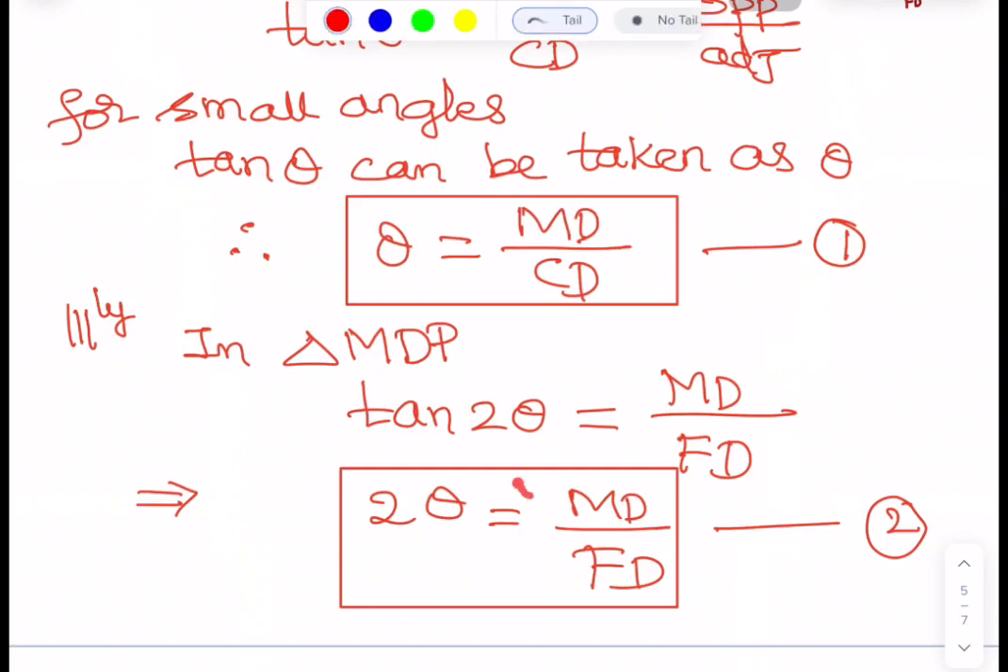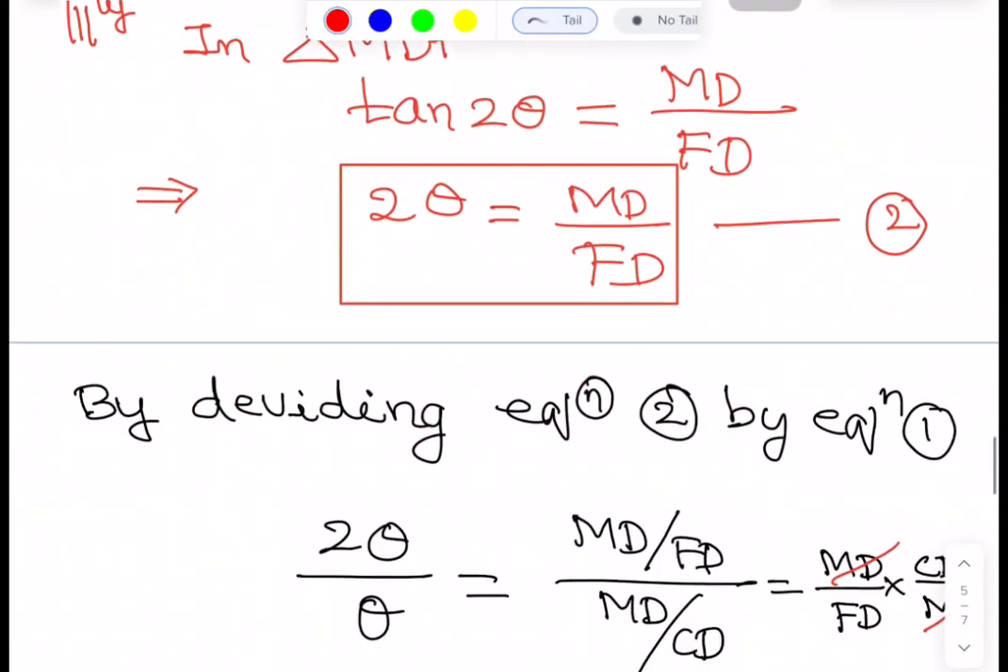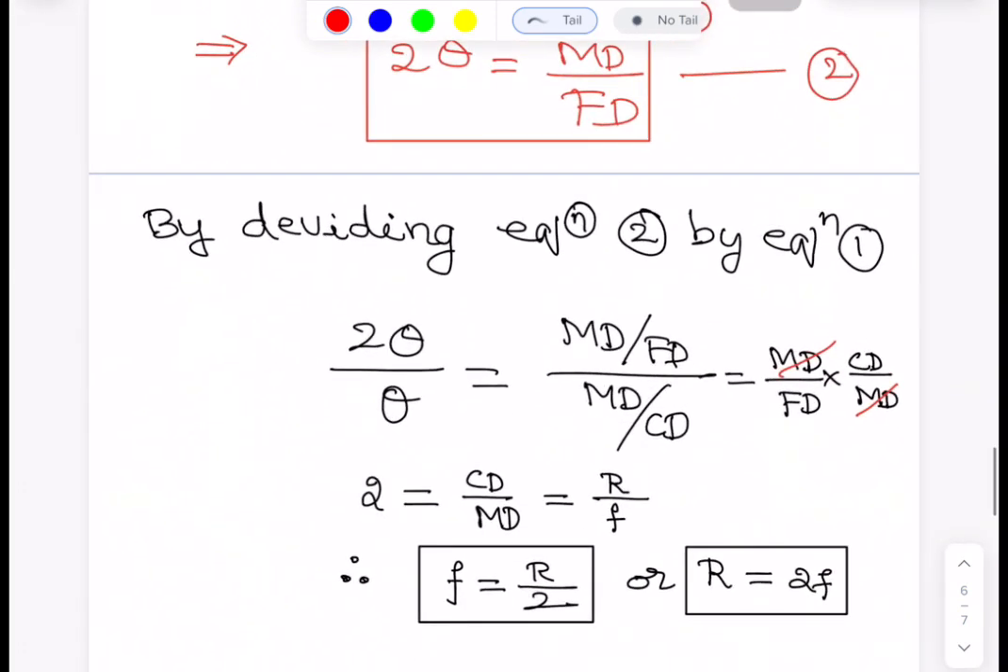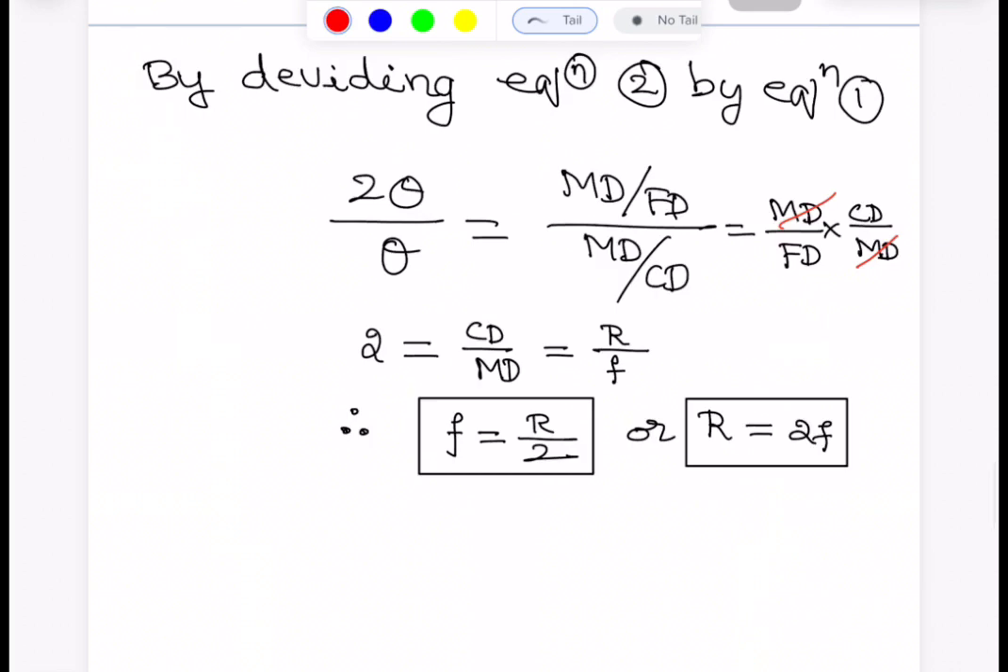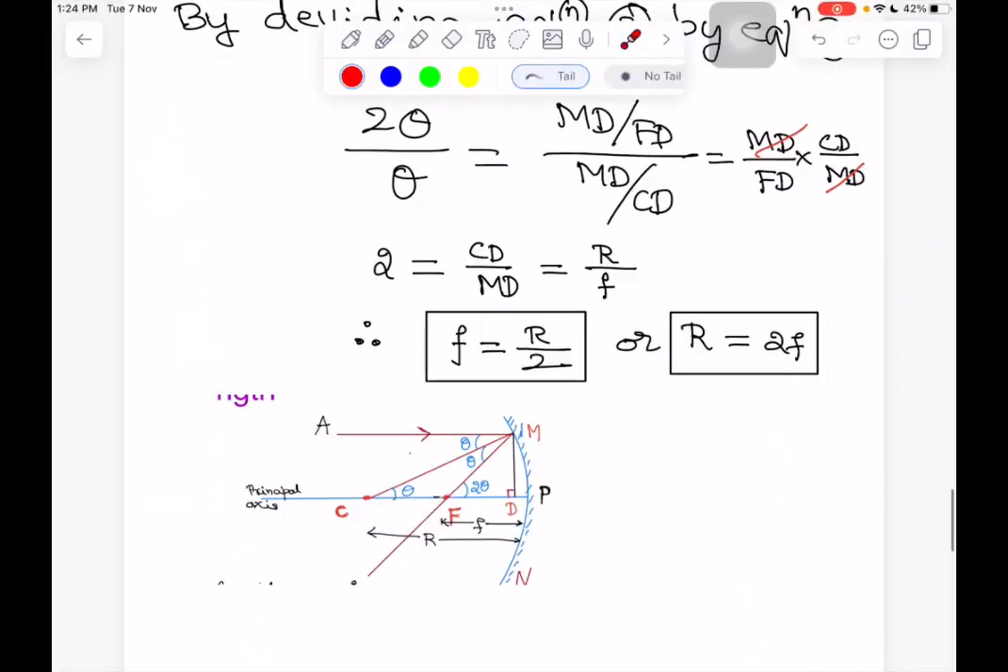Now you can divide these two equations, equation 2 by equation 1. 2 theta by theta, theta gets cancelled, you will get just 2. Here, MD by FD divided by MD by CD. Just take the reciprocal of it, and division is converted into multiplication. MD gets cancelled, and you will get CD by FD. Now again, let me bring back the image to this screen. So 2 is equal to CD by FD.